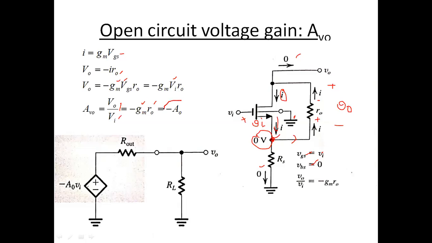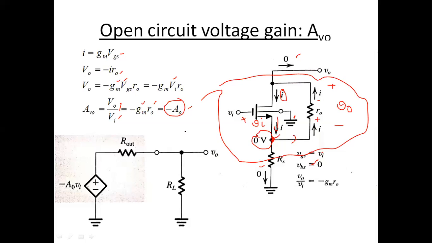That is nothing but intrinsic gain, because no external components are there. Only the MOSFET alone will be there. So we need to consider only the intrinsic gain, minus GM into R0.